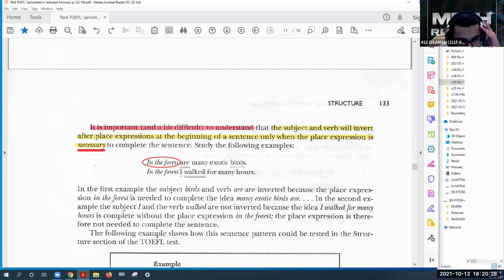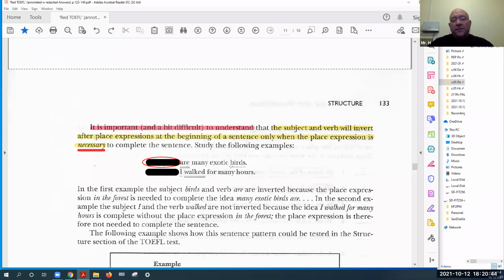In the forest are many exotic birds. Okay. Muhammad Abaladi, read the second one. Okay, in the first, I walked for many hours. All right, I'm going to cover them up. Now read again, Osama and Muhammad. Are many exotic birds. Is this a complete idea? No, it's not complete. Muhammad, read yours. I walked for many hours.